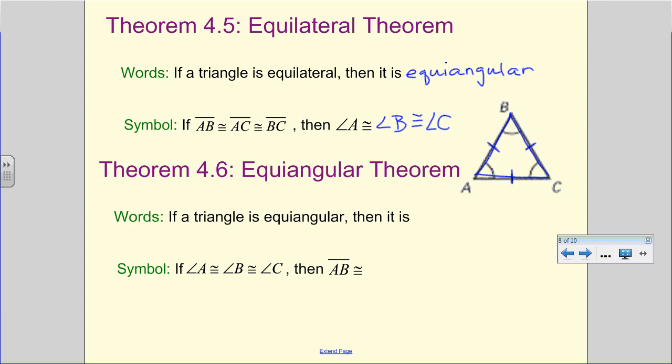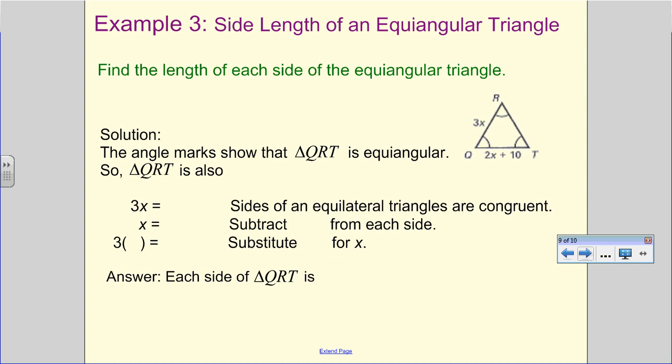We then have the converse of that, and we call it the equiangular theorem. If a triangle is equiangular, then it is equilateral. So if I give you all congruent angles, then I know AC is congruent to AB and is congruent to BC. So I know if angles are equal, sides are equal. If I know sides are congruent, angles are congruent. All right. So let's take a look.